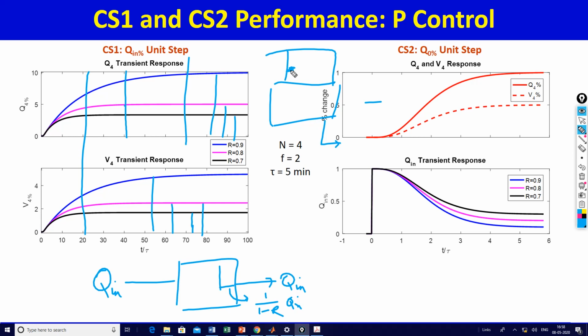Recycle flow changes, I mean the transient is independent of R, and that's exactly what you get, whether R is 0.9, 0.8 or 0.7. All the responses settle in about 5 time constants, whether R is 0.9, 0.8 or 0.7. The only thing is that if R is 0.9, then you're giving a unit change. You make a change here of 1.